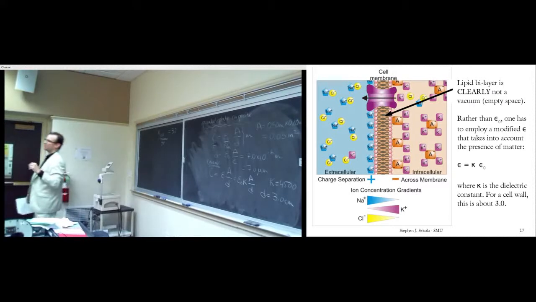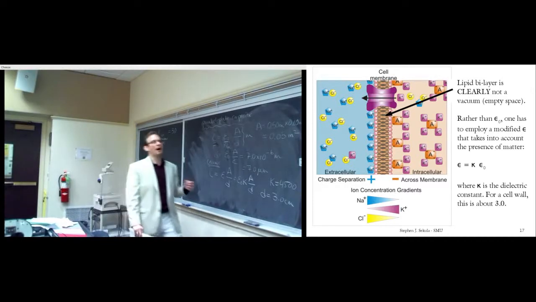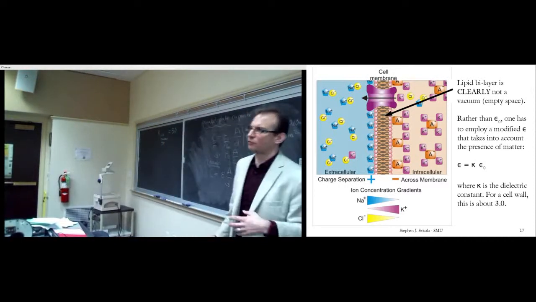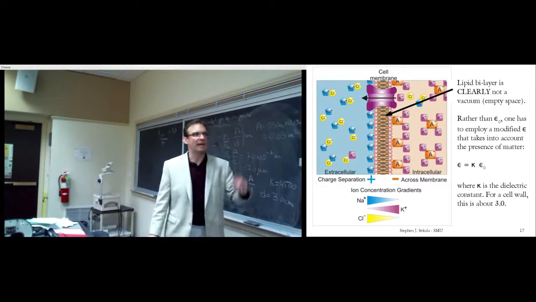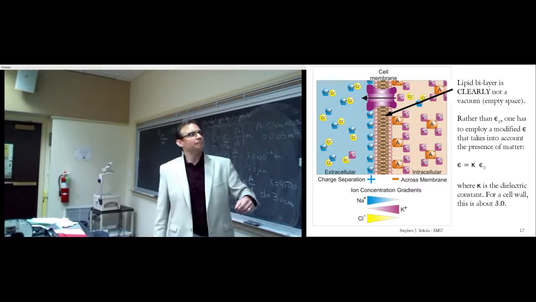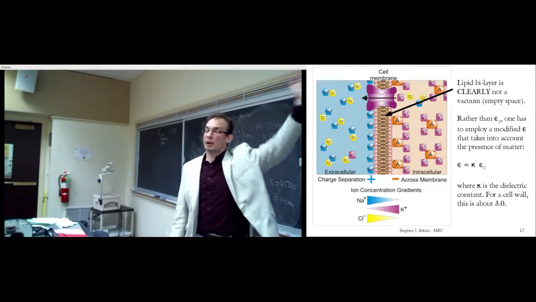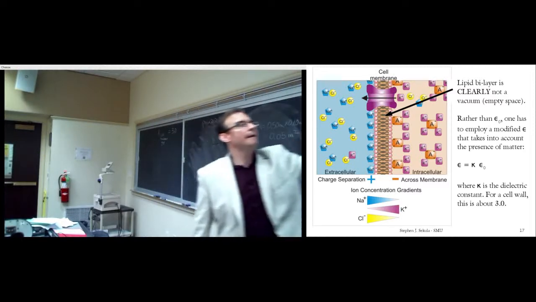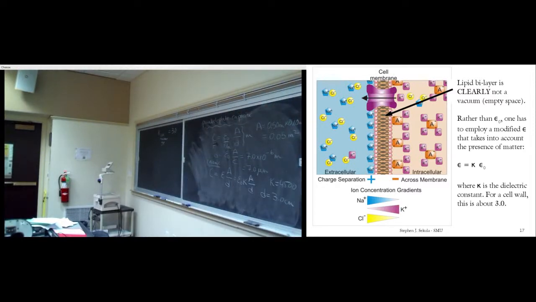It just multiplies epsilon naught, right? So it's the multiple of the vacuum that this thing represents. And it's about 3 times less permissive of electric fields than the vacuum is. So kappa is 3. The cell membrane is a capacitor. It's a spacer with a charge separation. There's more negative charge just inside the membrane and more positive charge just outside the membrane. And this is developed by pumping sodium out of the cell.